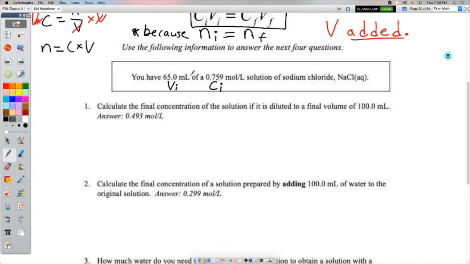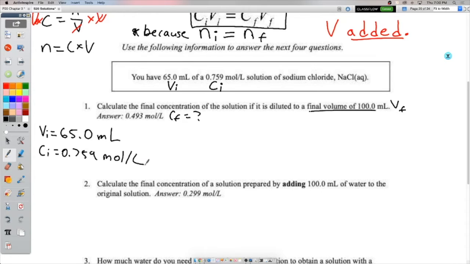So VI is 65 milliliters, C initial is 0.759 moles per liter. Calculate the final concentration, so CF equals question mark, of the solution if it is diluted to a final volume of 100 milliliters. So VF equals 100. Like always, let's do our givens, our required, and choose an equation based on that. VI equals 65.0 milliliters. CI is 0.759, not milliliters, moles per liter. VF is equal to 100 milliliters.